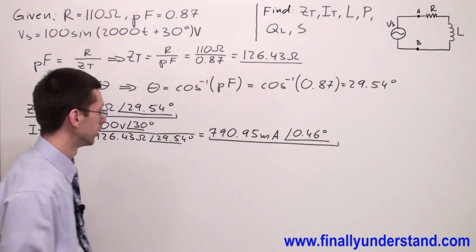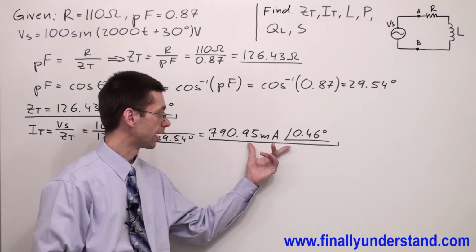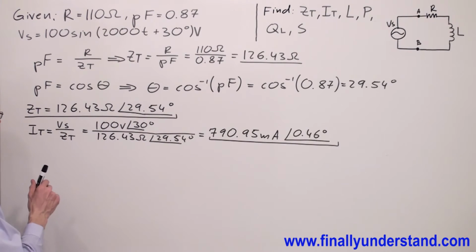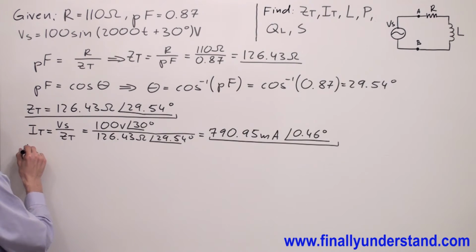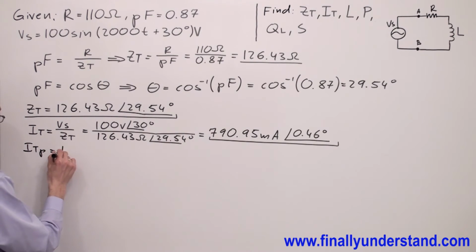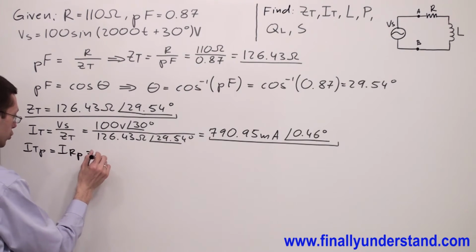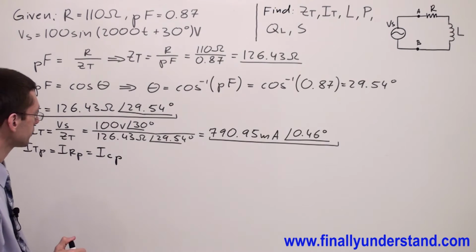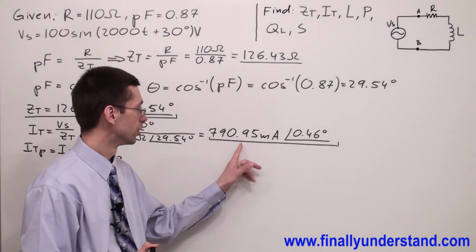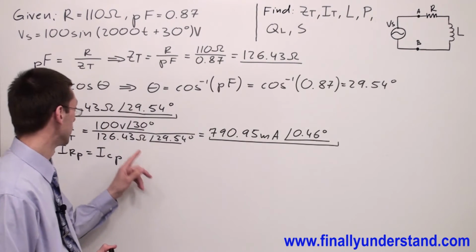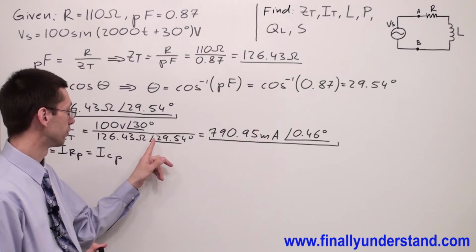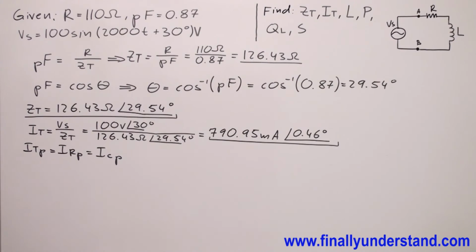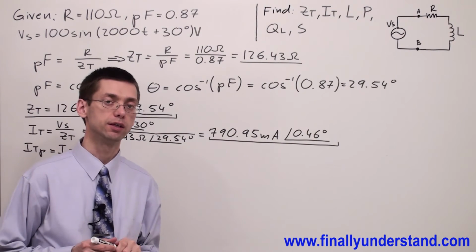Okay, so this is my current in the circuit. So this current is called I total. Don't forget that this is going to be peak value. So I can say that I total peak is equal to IR peak and is also equal to IC peak. Please notice that this current is lagging the voltage source by angle of 29.54 degrees.